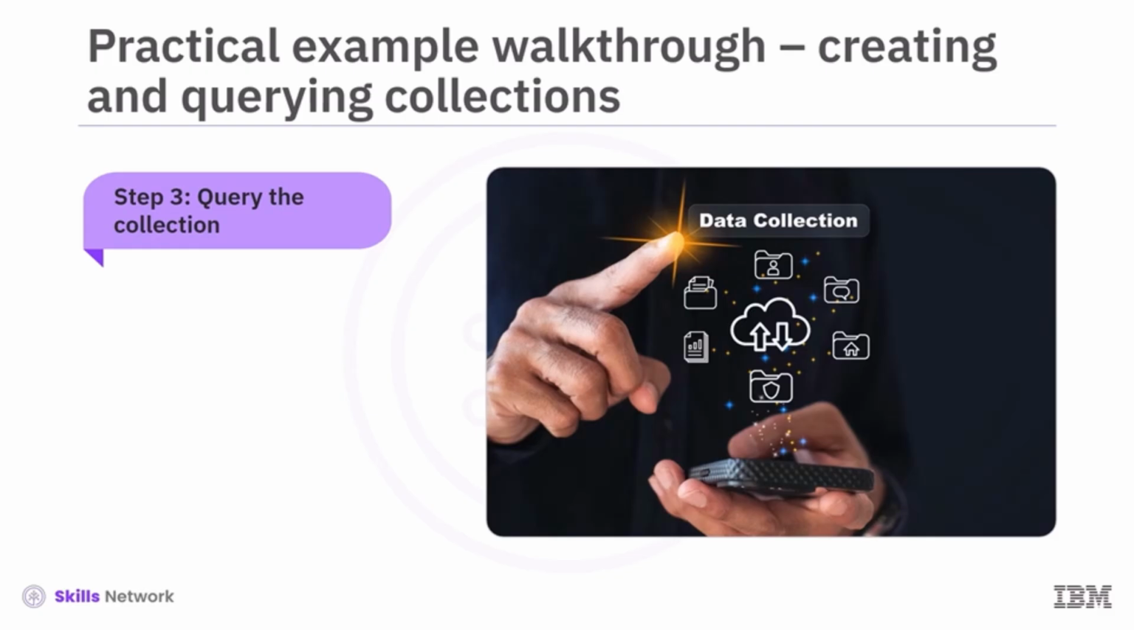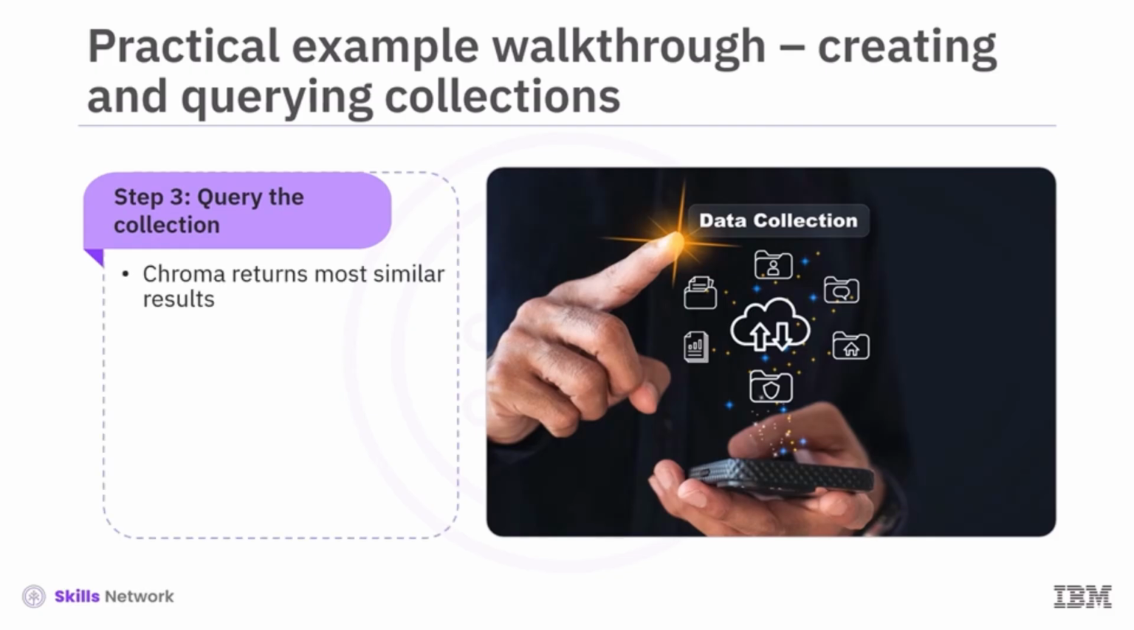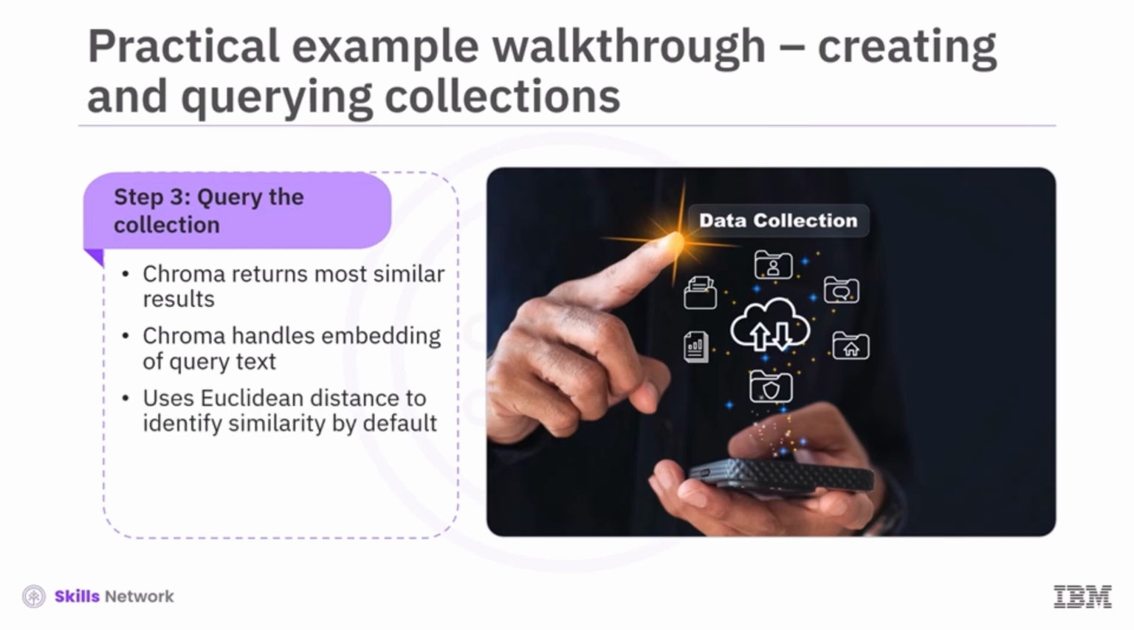Lastly, you query the collection, and ChromaDB returns a list of the most similar results. Again, ChromaDB handles the embedding of your query automatically, so you don't need to embed the query text before running your query. By default, Chroma uses Euclidean distance to identify the most similar chunks within a collection. It also supports cosine distance and dot product calculation.